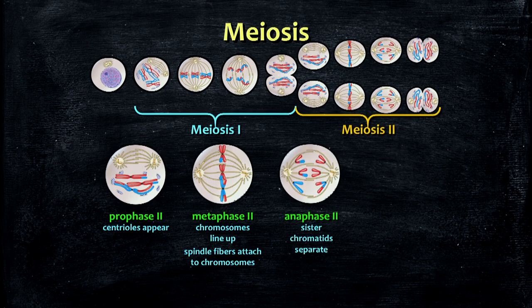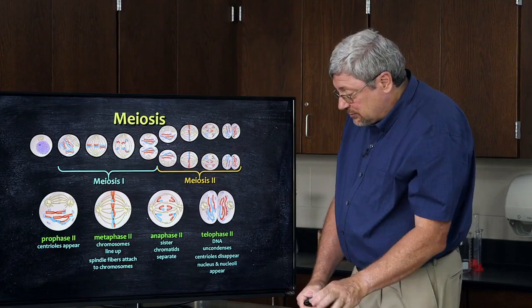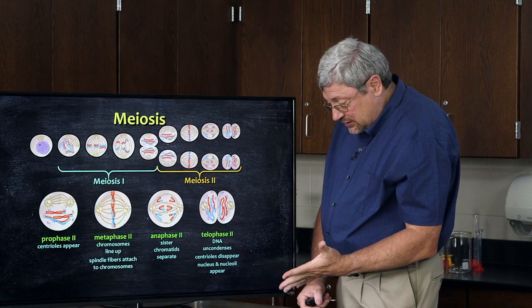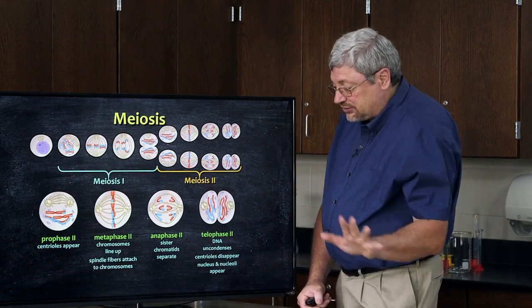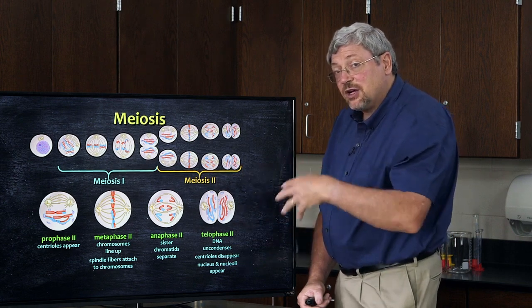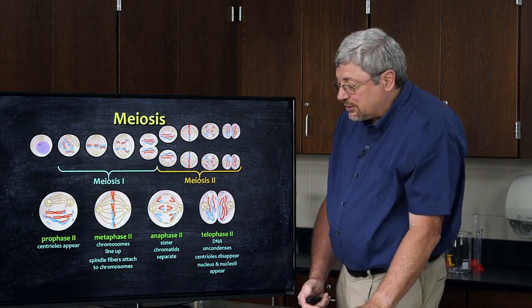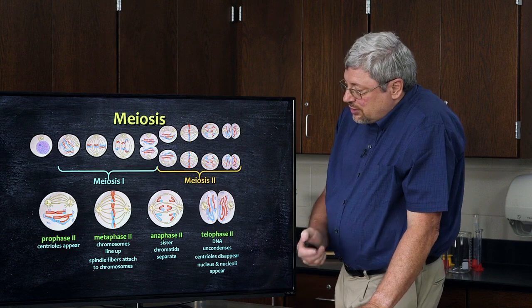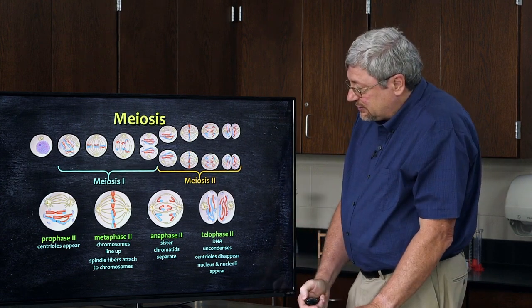In anaphase 2, the sister chromatids are separated, just like in mitosis. In telophase 2, very similar to telophase in meiosis 1, the DNA now uncondenses, and it disappears under a microscope. Centrioles disappear, they're no longer needed. The nuclear membrane appears around each end of the cell. Nucleoli begin appearing, and we're in a position now where the cell can grow to become its full size.